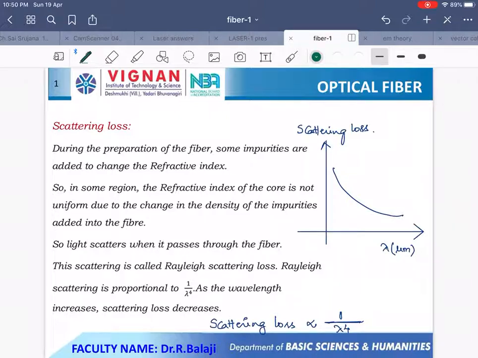One more loss is there, which is called radiative losses, also known as bending losses. That loss you will discuss in the next class.